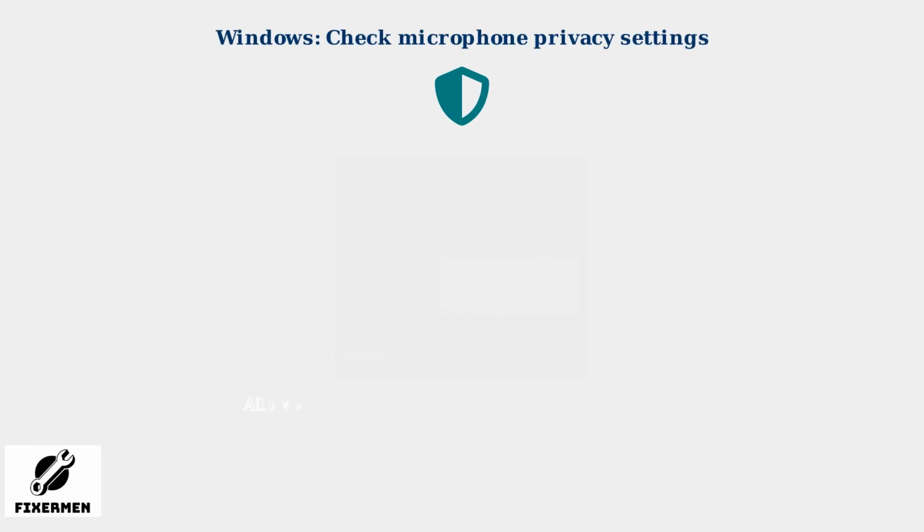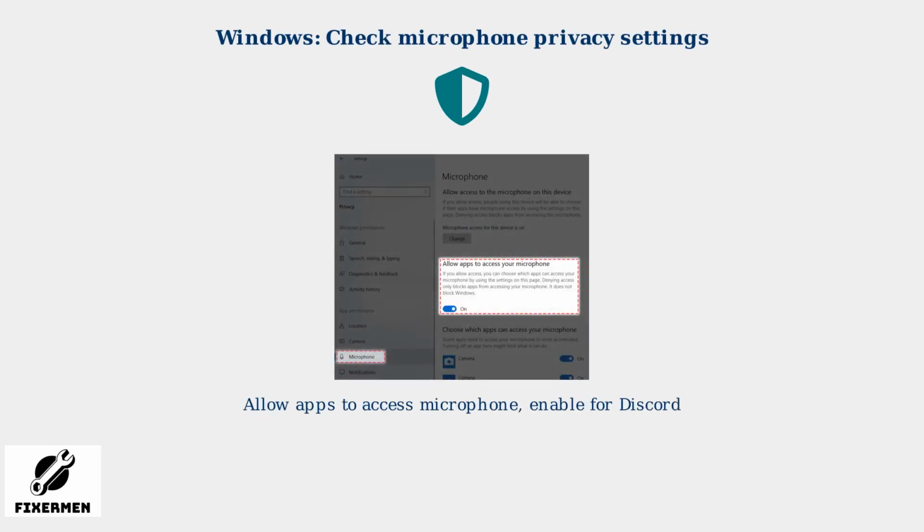In Windows Privacy Settings, under Microphone, confirm that Allow Apps to Access Your Microphone is enabled and that Discord is listed in Allowed. Update your audio drivers through your computer's device manager or manufacturer's website.